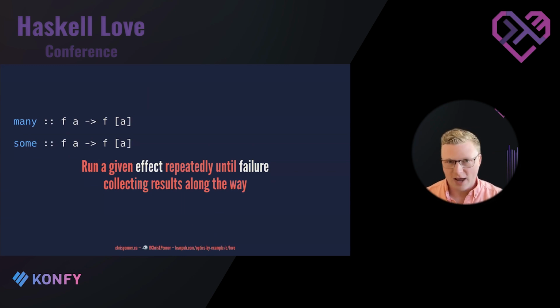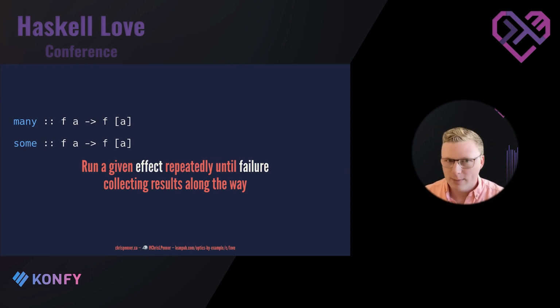is they take an effect and they will repeatedly run that same effect over and over again until it fails, okay? Then when it fails, they collect all of the results that they've encountered from successes along the way, and then they provide that to you as a list. So we can see that in the type signature here. It takes an effect and it will run it over and over, and we get a list back of all of those successes. Now, you might be wondering, what is the difference between many and some?